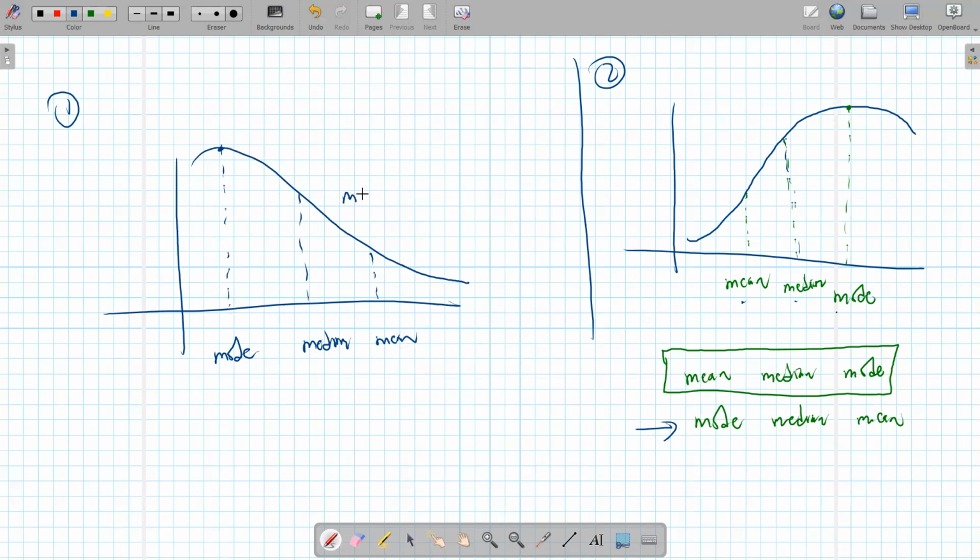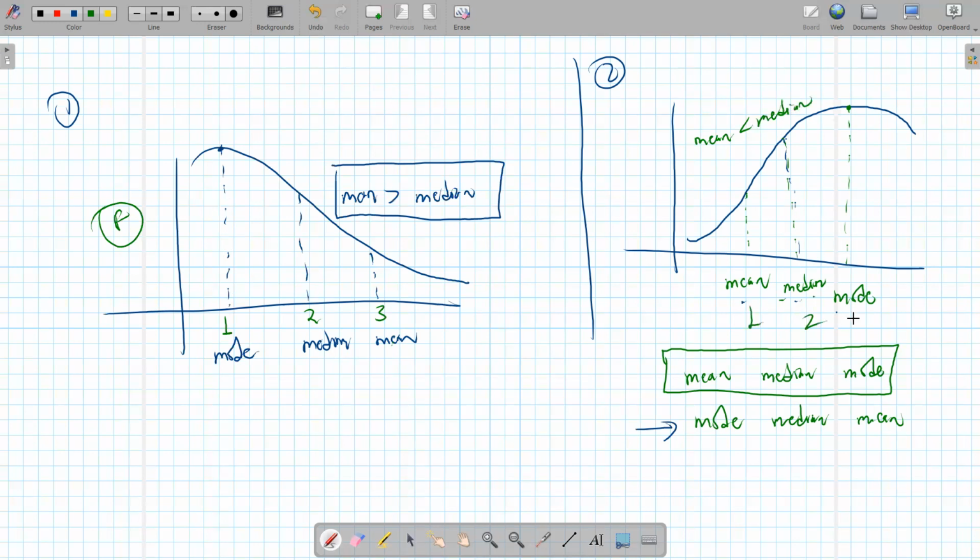So in this case, your mean is going to be bigger than your median. By bigger, I mean you're not looking at the frequencies, you're looking at what the actual x value is. In this case, let's say your mode is 1, median is 2, mean is 3. Mean is bigger than your median. Over here, your mean is smaller than your median. Again, you're looking at the x values, not the frequencies. The x value that corresponds to your mean is less than the x value that corresponds to the median. Does this make sense?